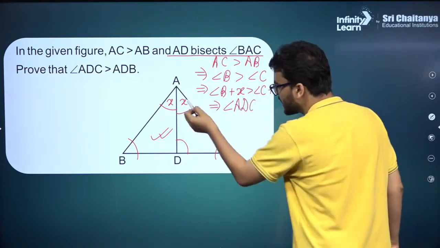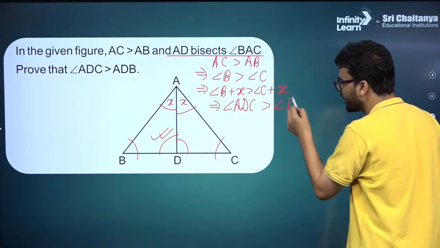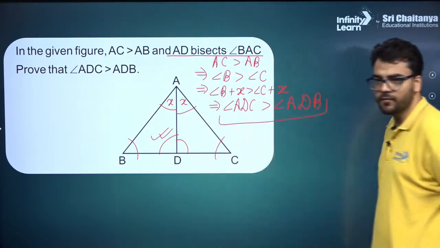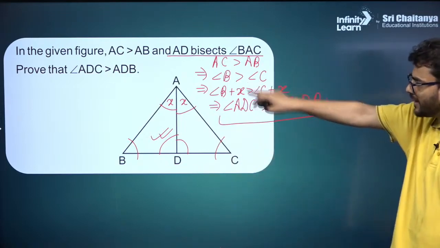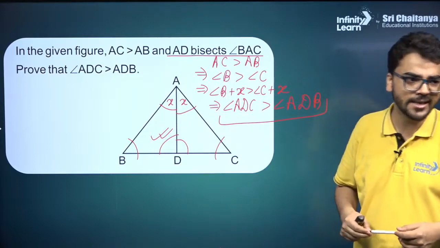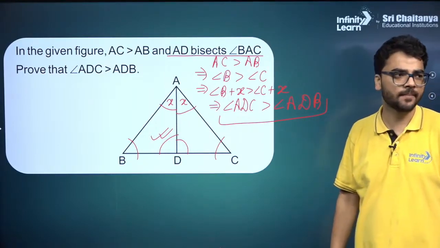And what is C plus x? It is ADB. Again exterior angle property. It is ADB over here. So have we proved it, guys? Have we proved that ADC is greater than ADB? Is it clear, Soumya? Is it clear, Abhimanyu, Bimla? Any doubt in the question, guys?